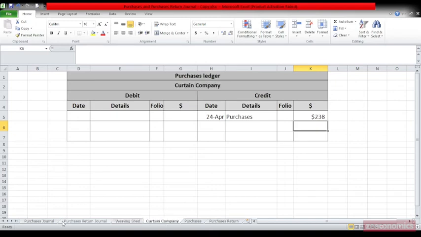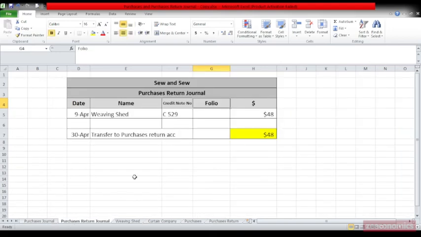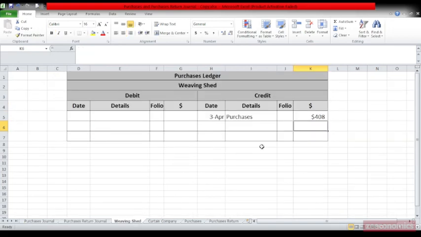Oh, I forgot, on the transaction on the 9th of April, the purchases return journal, Su and Su returned goods to weaving shed for $48. Therefore, we need to move to the weaving shed account, and we put a debit entry on this, because we need to reduce the amount that the weaving shed will charge Su and Su. So we put this on the debit side first on the 9th of April because of the purchases return, and the amount would be $48. So it means that Su and Su will not be charged $408, but instead $408 minus $48. That would be the final charge from the weaving shed to Su and Su.